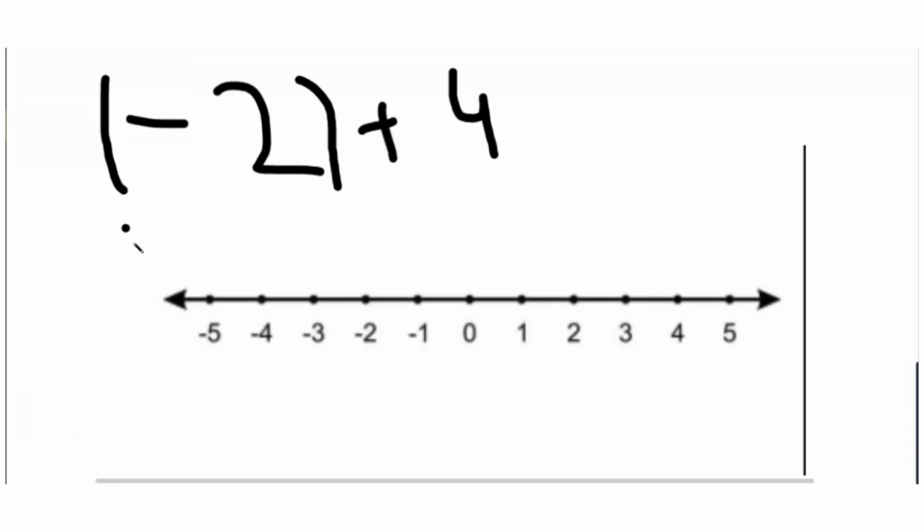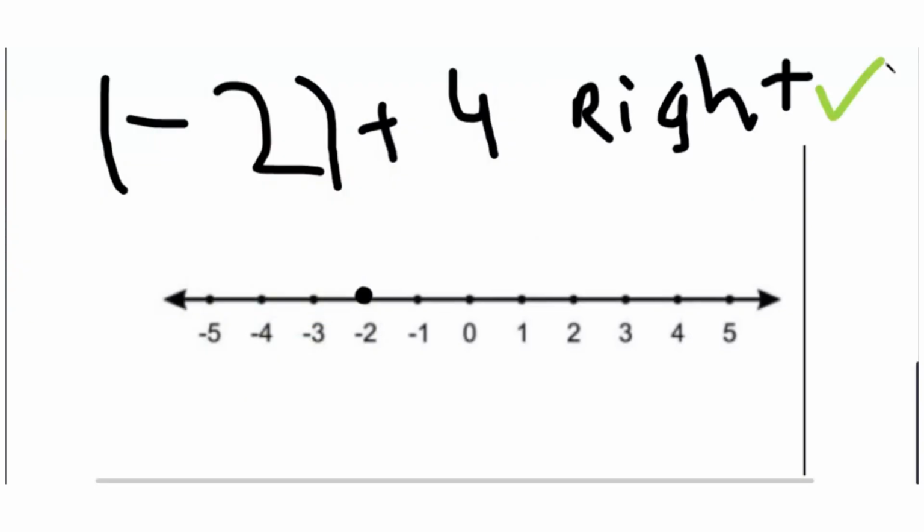Moving on, let's add some more integers. Now we are doing negative 2 plus 4. As we know, on a number line, we start from the number we're adding to. So in this instance, it's negative 2. And then we add 4 to it. Since there's no negative sign here, we know that we're not going to go left. Instead, we're going to go right.